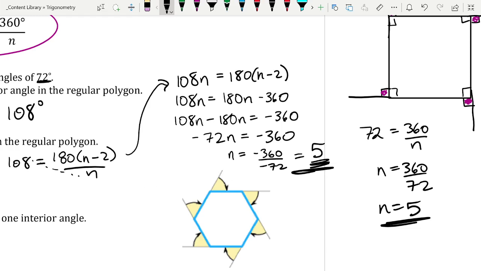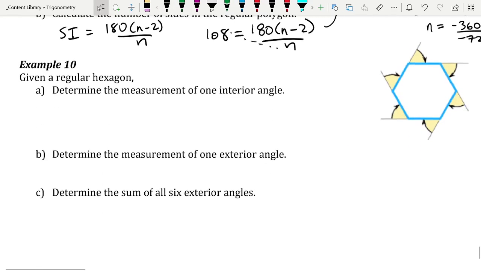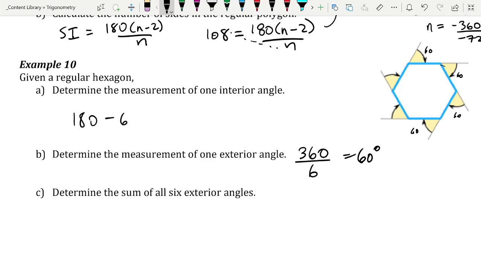Cool. All right, so that's the second, or example 9, I should say. Finally, example 10. Here's a regular hexagon. Isn't it nice? Find the measurement of one interior angle. Okay, well, there's a couple of ways I can do this. How about I find the exterior? How about I do B first? 360 divided by 6, right, because the hexagon has 6 sides, is 60. So the exterior angles are all 60s. So the interior angles are 180 minus 60.